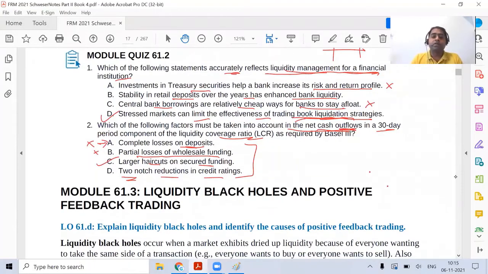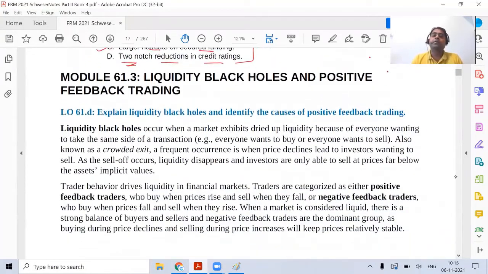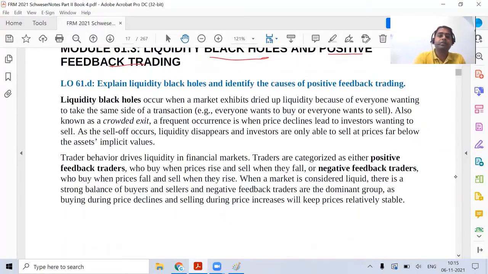Moving towards the third module, after which we'll take a quick break. Okay, there's a concept driven question, which is the liquidity black hole and positive and negative feedback trading. Let us first focus on this part. Market as star, liquidity black hole.